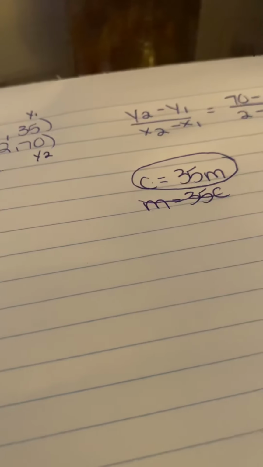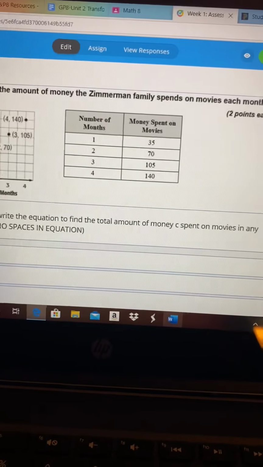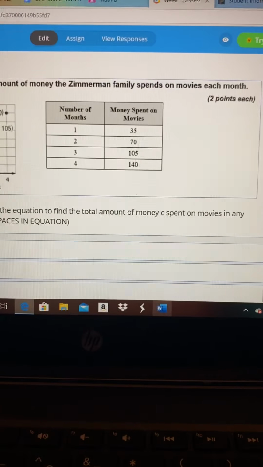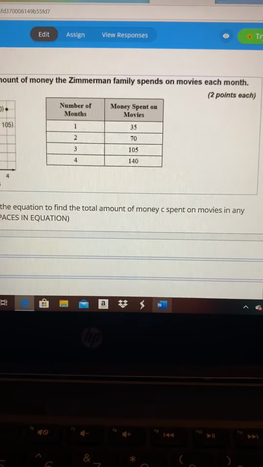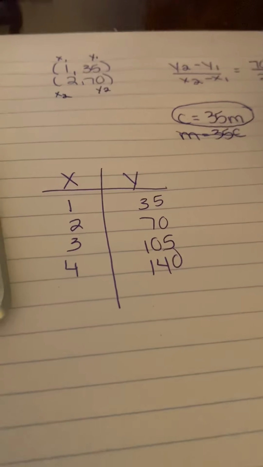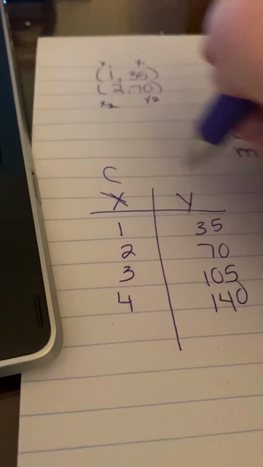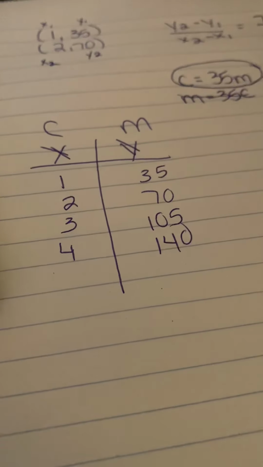Now let's go through and actually use that table and see if we get the same thing. So here we have a table, and it's just the points, but it's in a different format. So I'm actually going to copy this real quick down onto my piece of paper for you. Okay. So instead of having that number of months and the money spent, I actually just called it X and Y. If I wanted, I could also call it C and M, because those are the variables that are given to me in my word problem.